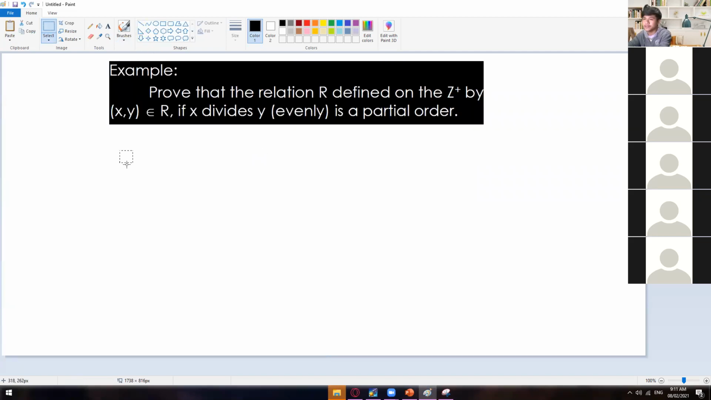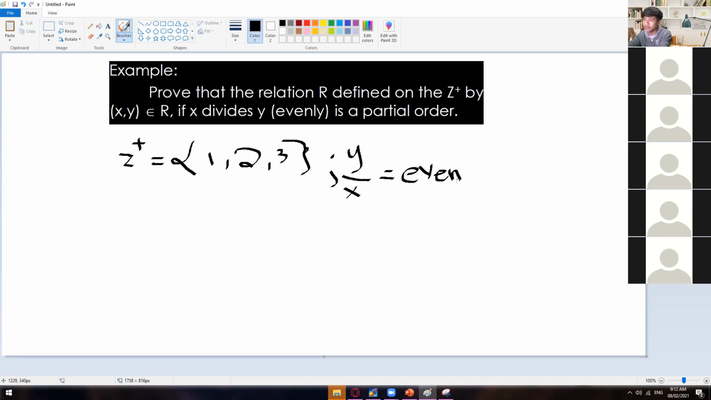So again, we'll just use 3 elements for the Z plus. Okay, so this one is positive integer. So we'll just get 1, 2, and 3. And then here's our second condition. So we have here X divides Y. Again, this one is Y divided by X, wherein you should get an even result, or in other words, you should not have a remainder. Okay. All right. So let's check what are the relations under this condition.